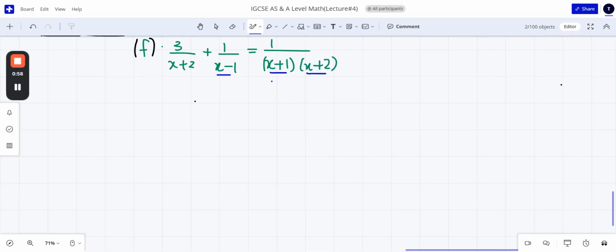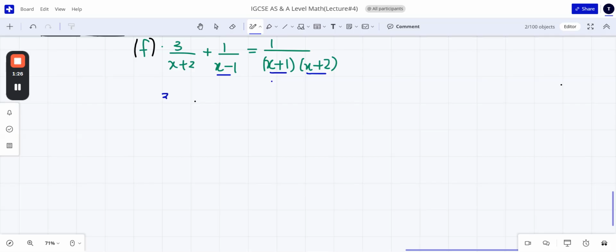So how can we make that? By multiplying x plus 1 and x minus 1 with the first fraction, x plus 1 and x plus 2 with the second fraction, and x minus 1 with the last fraction, we can get the same denominators. So here we will not take the LCM, we just have to multiply the LCM with all numerators, because on both sides of the equal we have fractions.